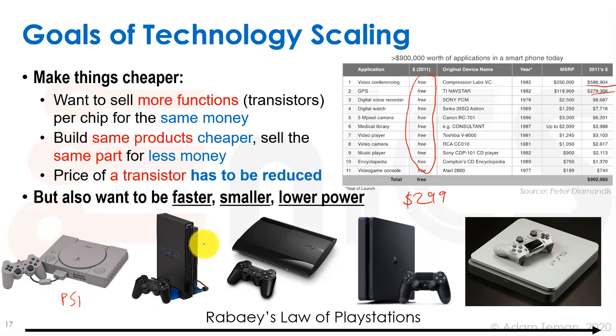So here we see the PlayStation 1, the PlayStation 2, the PS3, and so forth. This is a visualization of how we think the PlayStation 5 is going to look, and you see that despite the fact that this machine is much more sophisticated and better than this machine, it's probably going to cost $299 or $399 because Sony has to keep it that way, or else the parents won't buy it for their kids. So this is the goal of technology scaling.